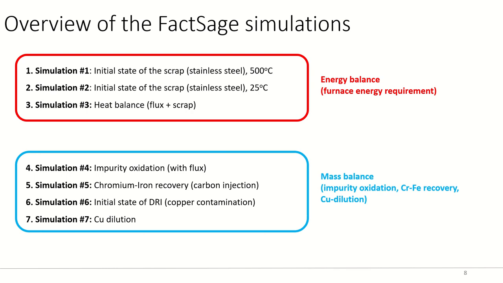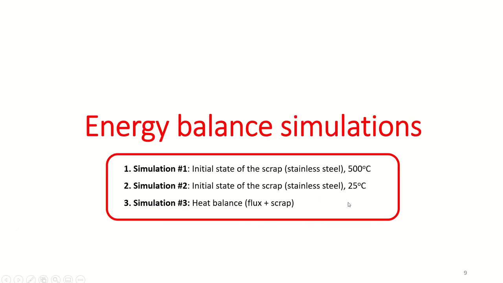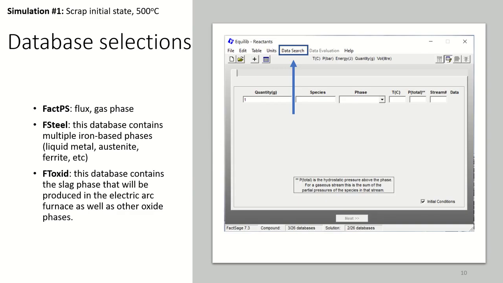We will first focus on the energy balance of the recycling of stainless steel. We will determine the initial state of the scrap and the heat balance of both phases. Next, we will focus more on mass balance of the recycling, so what happens when we will blow the oxygen and carbon in both the liquid metal and slag respectively. And we will then finish this presentation by doing a copper contaminated steel scrap recycling that will require direct reduced iron addition for dilution. So let's begin with the energy balance simulations.